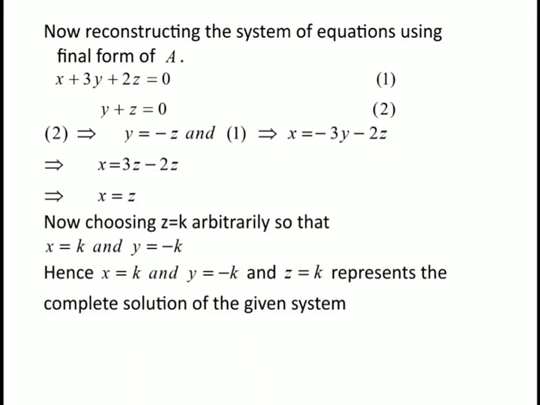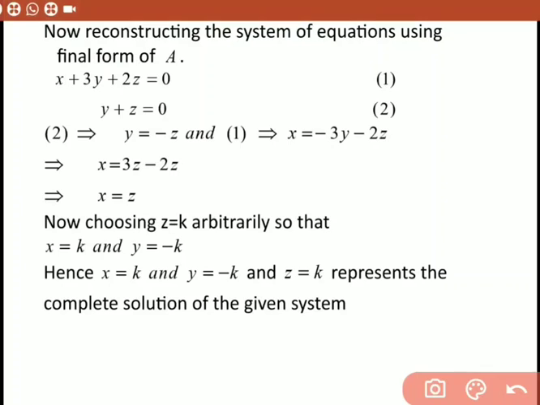See here, equation 2 implies y is equal to minus z, and equation 1 implies x is equal to minus 3y minus 2z. So x is equal to 3z minus 2z. Here the y value is minus z; substitute y in this, that is minus 3 into minus z is plus 3z, so 3z minus 2z. This implies x is equal to z.